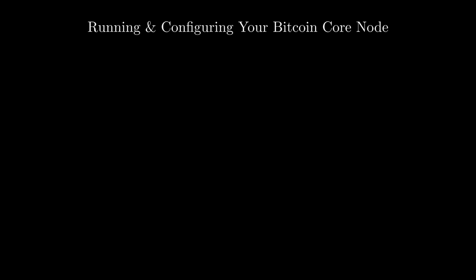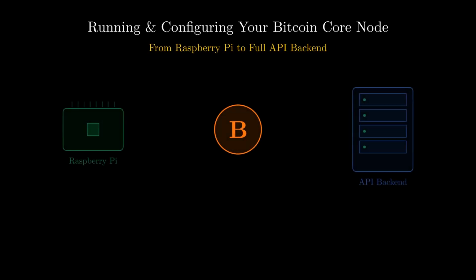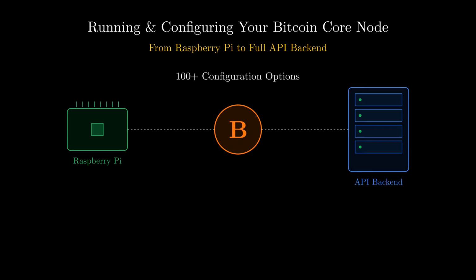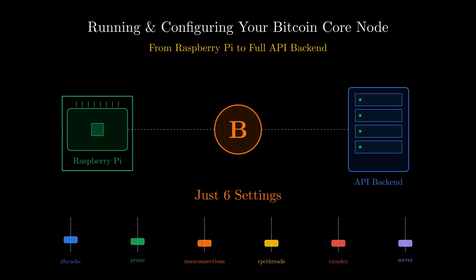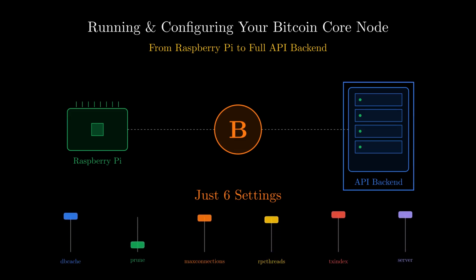Bitcoin Core ships with over 100 configuration options. Most people use the defaults and either run out of disk space in 6 months or waste a perfectly good server running a node that could do 10 times more. Here's the thing, just 6 settings separate a bare-bones Raspberry Pi node from a full API backend powering a Bitcoin business. Let's break down exactly which knobs to turn and why they matter.